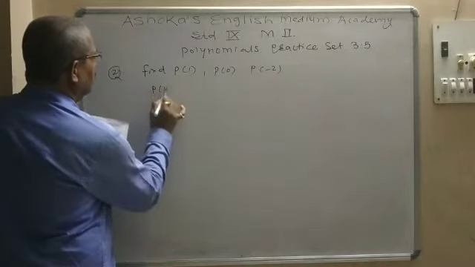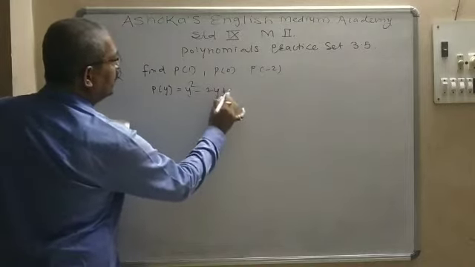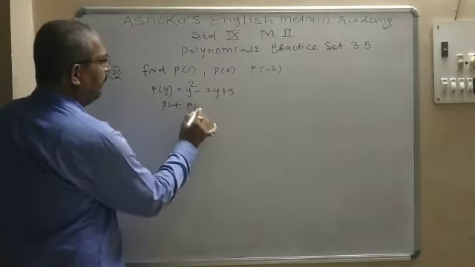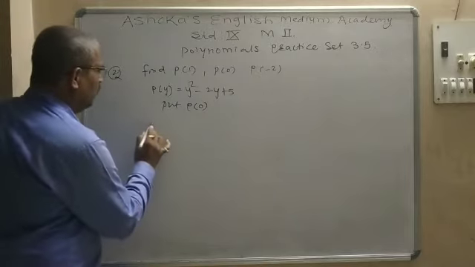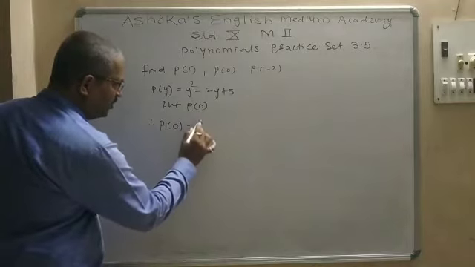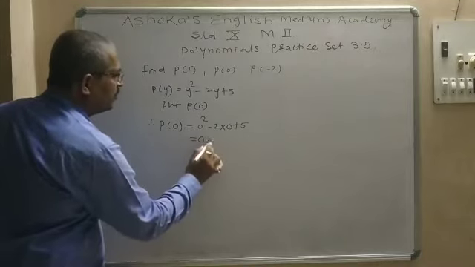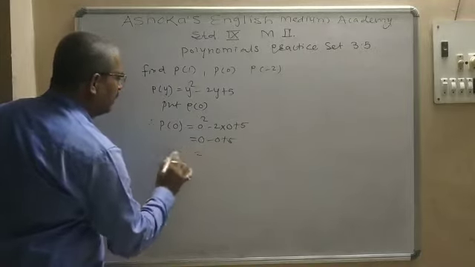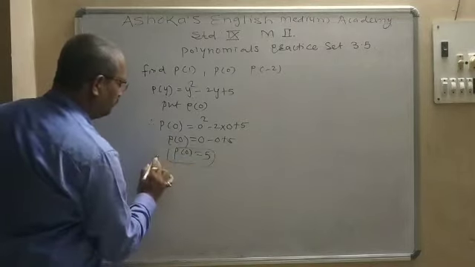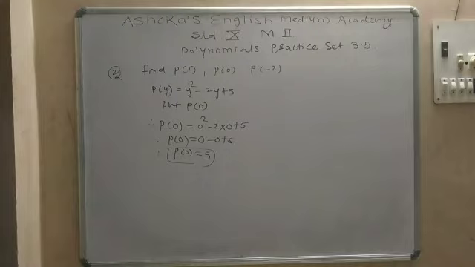Polynomial p(y) is equal to y square minus 2y plus 5. Here put p(0). Therefore, instead of y we will take 0, p(0). Then y square means 0 square, minus 2y means 0, plus 5. So 0 minus 0 plus 5, what will you get? p(0) is equal to 5. Understand? Now next question, p(-2).